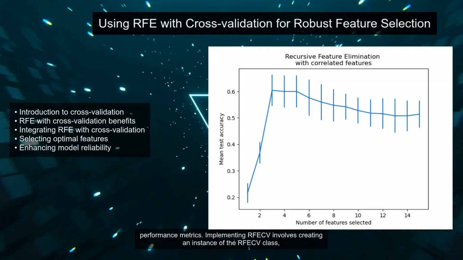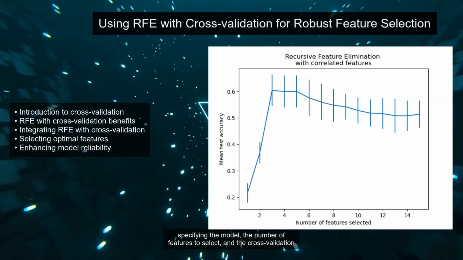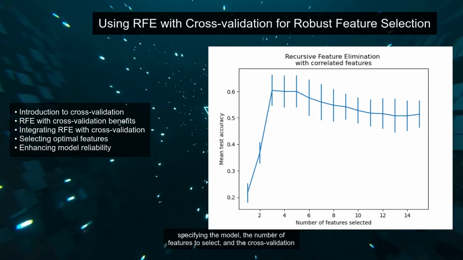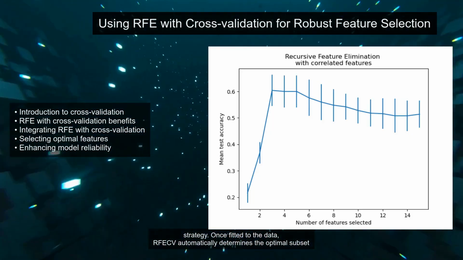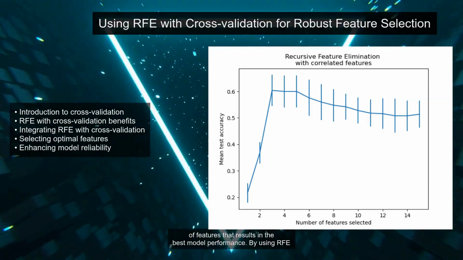Implementing RFECV involves creating an instance of the RFECV class, specifying the model, the number of features to select, and the cross-validation strategy. Once fitted to the data, RFECV automatically determines the optimal subset of features that results in the best model performance.